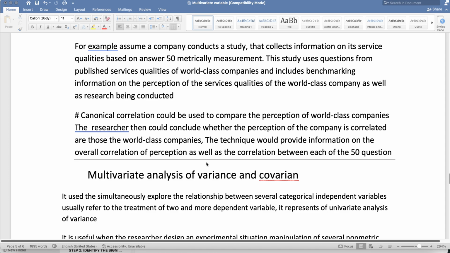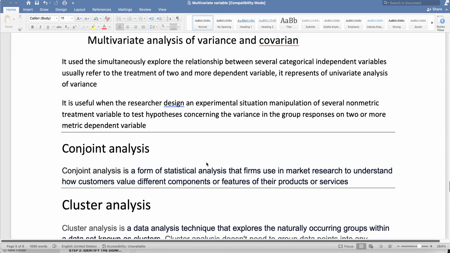Multivariate analysis of variance and covariance. It is used to simultaneously explore the relationship between several categorical independent variables, usually referred to as treatments, and two or more dependent variables. It is an extension of univariate analysis of variance. It is useful when researchers design an experimental situation, manipulating several non-metric treatment variables, to test hypotheses concerning the variance in group responses on two or more metric dependent variables.